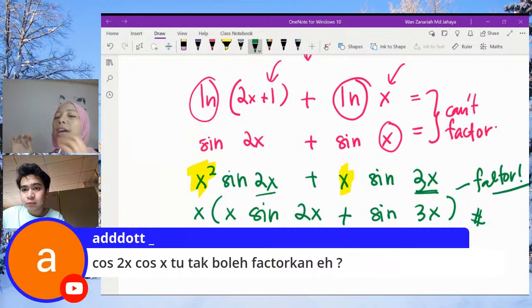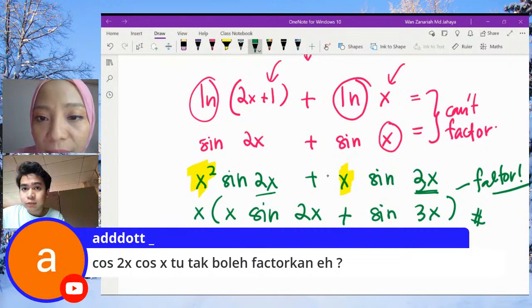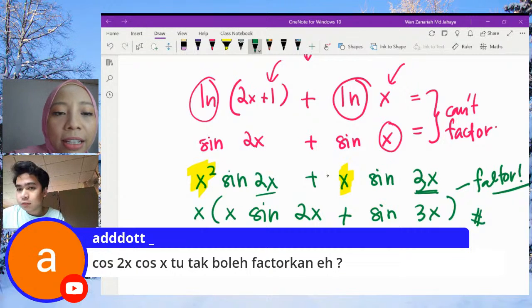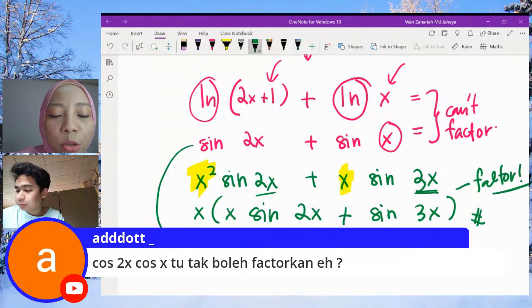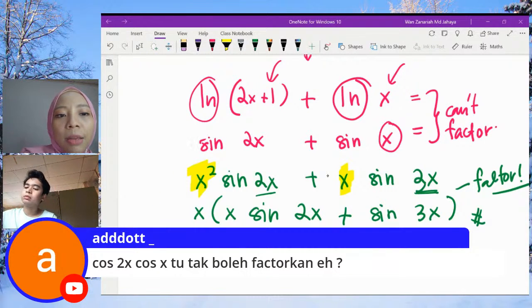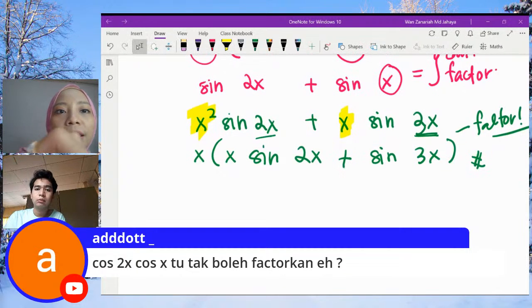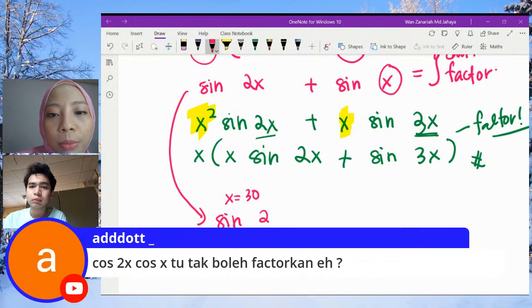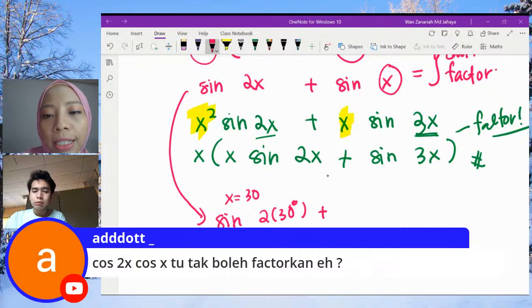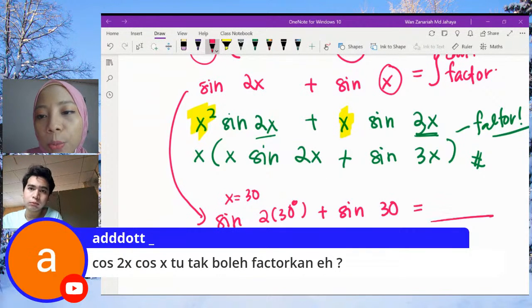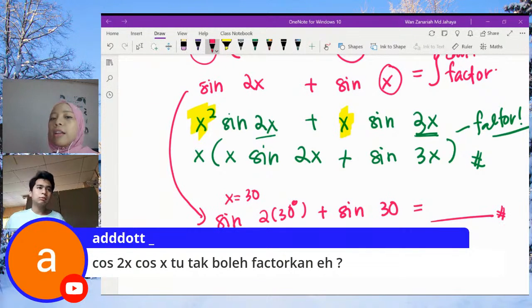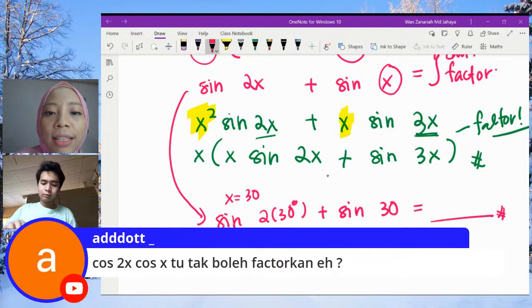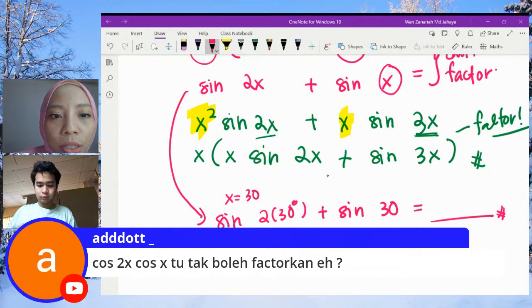Boleh? Atas dasar apa? Atas dasar sin 60. Okay, kenapa ini tak boleh factor? Kalau you masukkan, you cubalah buat sin 120. Contoh, your x adalah. Okay, madam terangkan, deep explanation for this, the pink one. Sin, katalah you punya x adalah 30 lah, tak payah banyak-banyak. So 2 darab 30 degree tambah dengan sin 30. You dapat berapa jawapan? Cuba tekan, Luqman and kawan-kawan yang lain. Cuba tekan. Sama tak dengan you factor 30 kat luar?